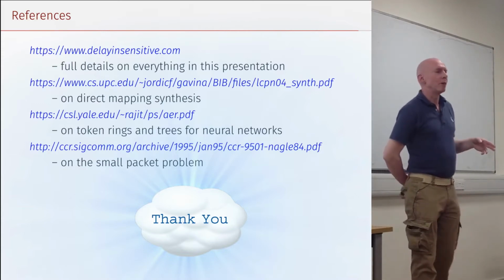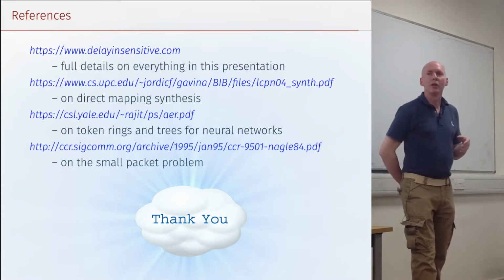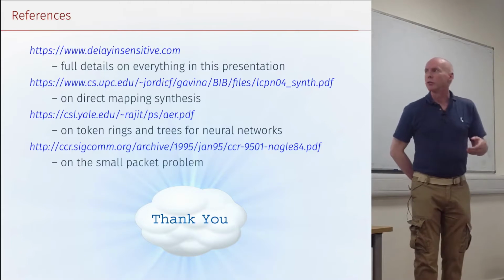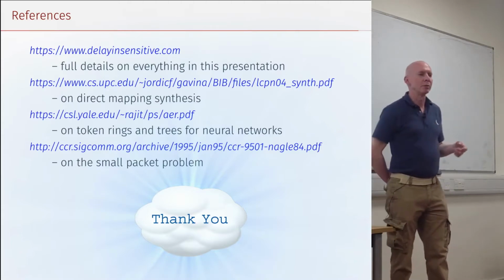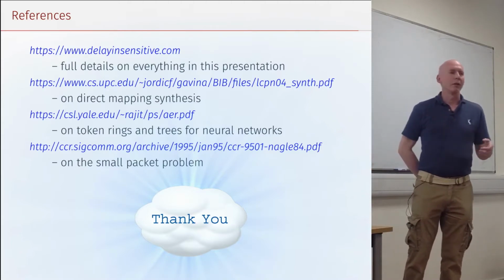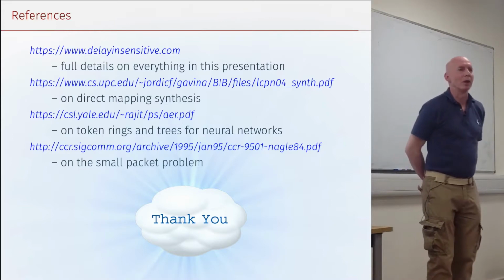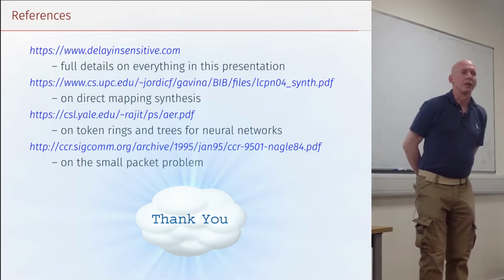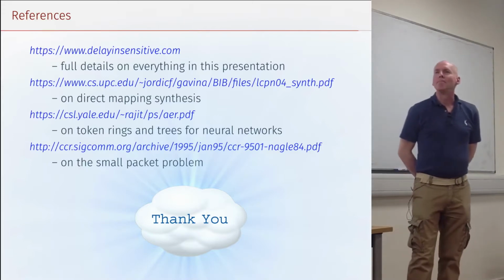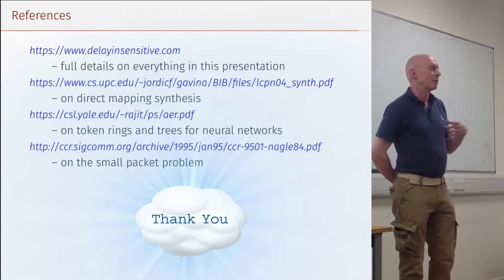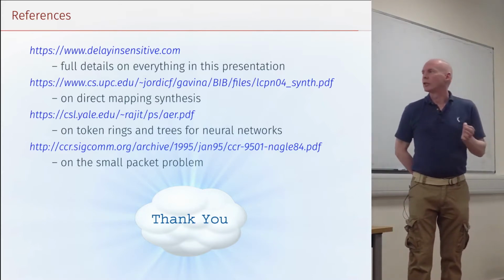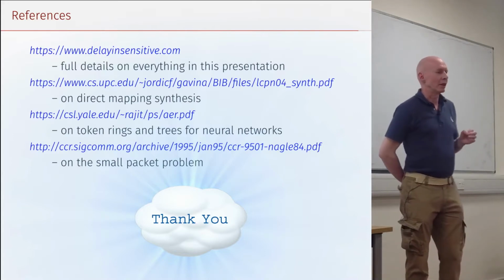Third one, I mentioned token rings in neural networks. If you don't like anything else I've said, at least everyone loves neural networks, so you have something to take away from this talk. And the last one is on the small packet problem, which comes up with the issue I mentioned with non-deterministically concurrent inputs. Some early work was done on that with state-based synthesis, with TCP networks. You might want to chase that up if you like that kind of thing.